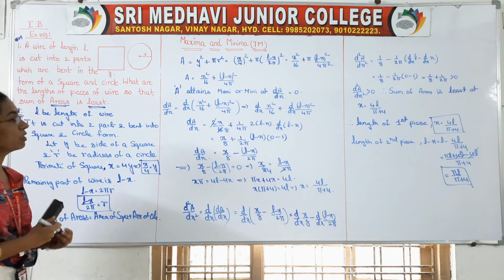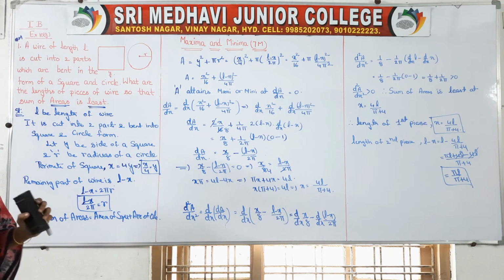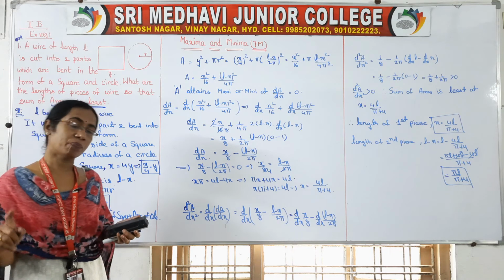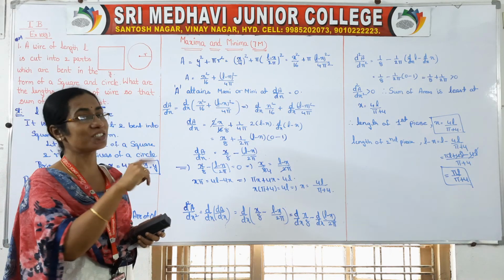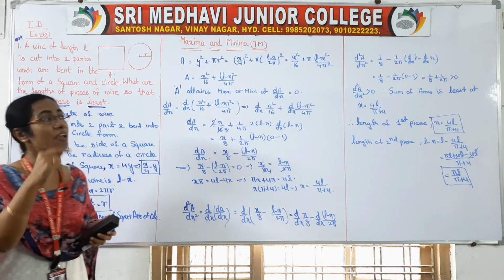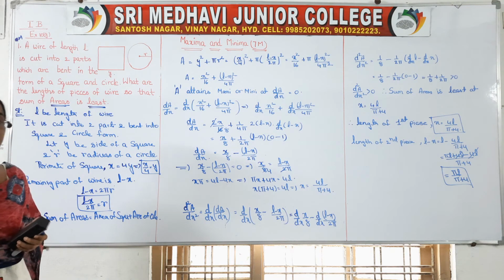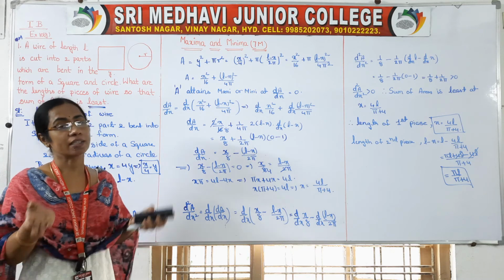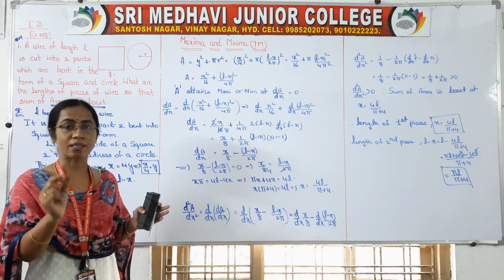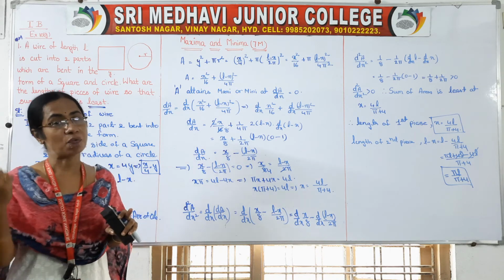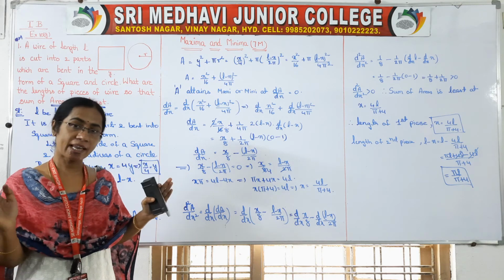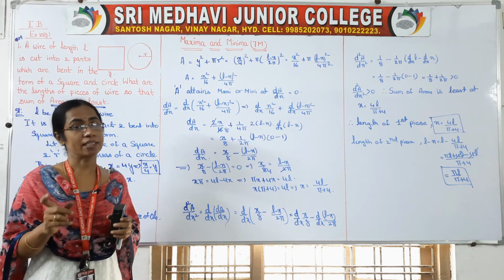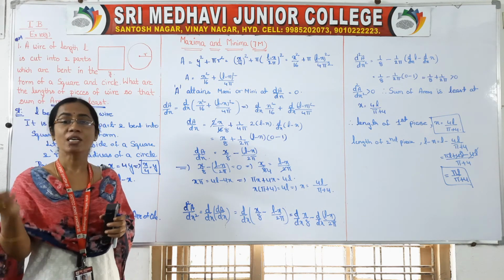So observe carefully. One wire is there. We cut the wire into two pieces and bent them into a square and a circle. We have to find the lengths of the square and circle part when the sum of the areas is least. Least means minimum. Here you consider the first part length is small x, bent into a square of side y, and the total wire is L. In that L we have taken x, so the remaining is L minus x. So the second part length is L minus x, and it is bent into circular form.